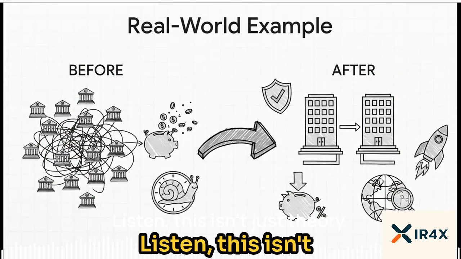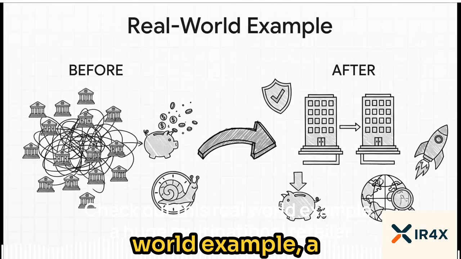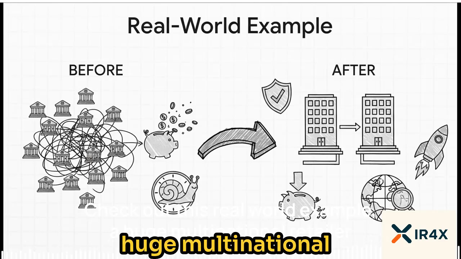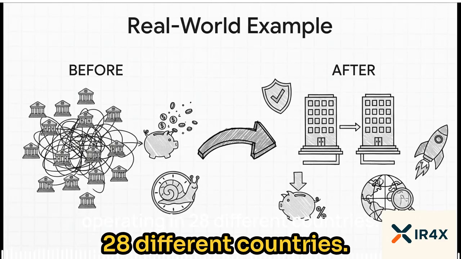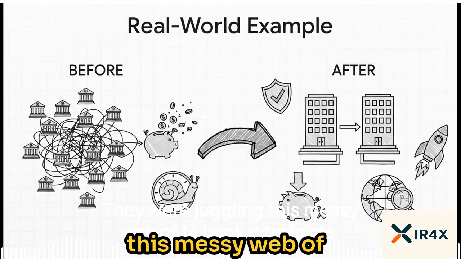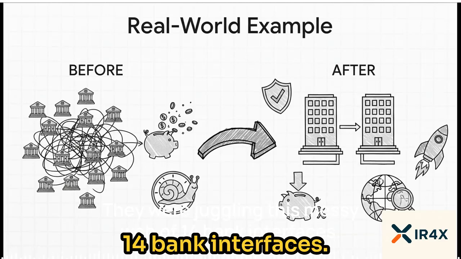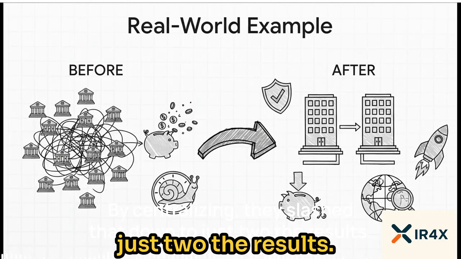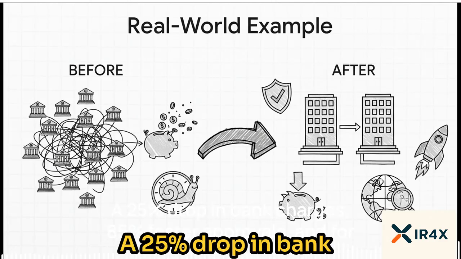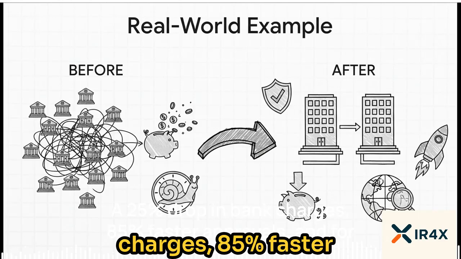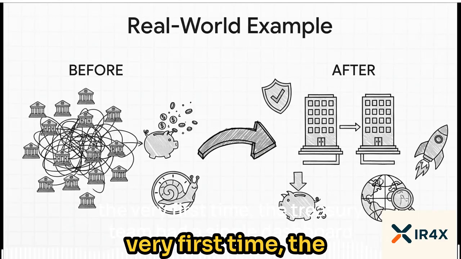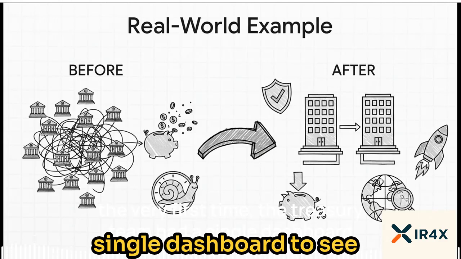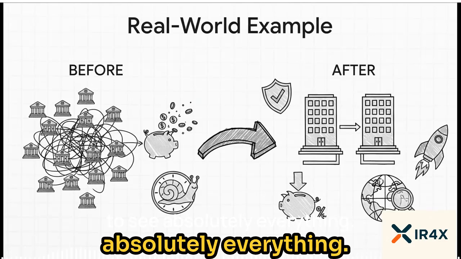And listen, this isn't just theory. Check out this real-world example. A huge multinational retailer operating in 28 different countries. They were juggling this messy web of 14 bank interfaces. By centralizing, they slashed that down to just 2. The results? A 25% drop in bank charges, 85% faster approvals, and for the very first time, the Treasury team had a single dashboard to see absolutely everything.